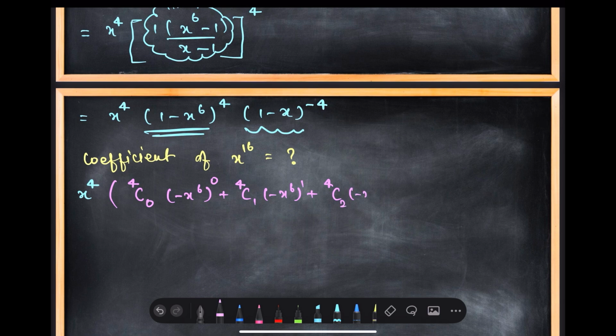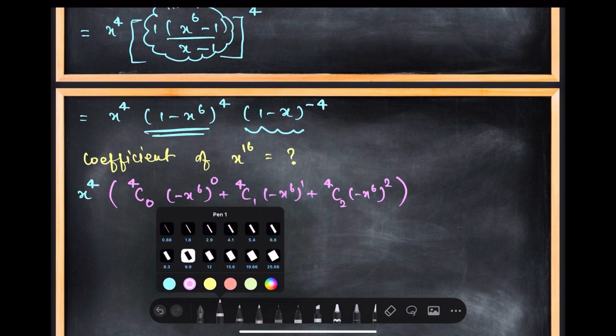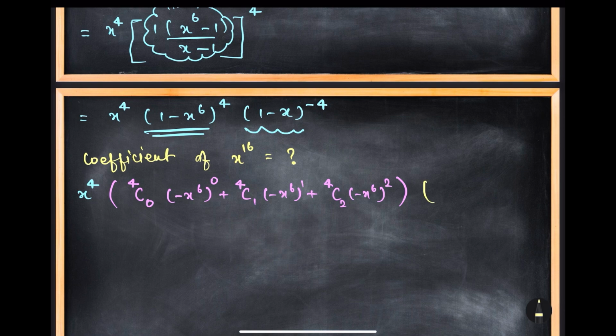Then 4c2 times minus x power 6 power 2, plus 4c3, we do not need that because look at this. Here we have x power 4 and we wish to have x power 16. So you know that there are 3 members. This will be multiplied by this and it will have x power 16. Beyond that value you will have a greater power of x which will not contribute to the solution, so we need not write that part. Now this is your final term: 1 minus x power minus 4.